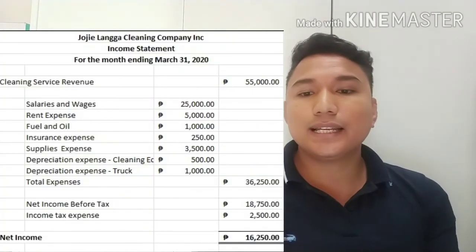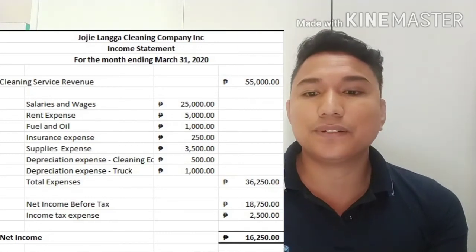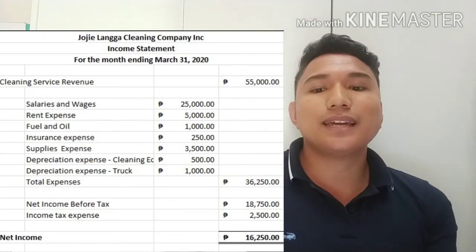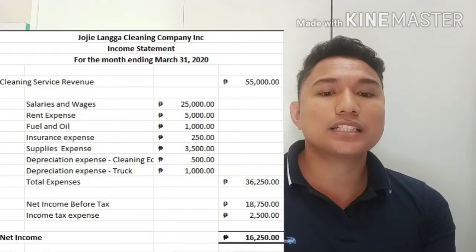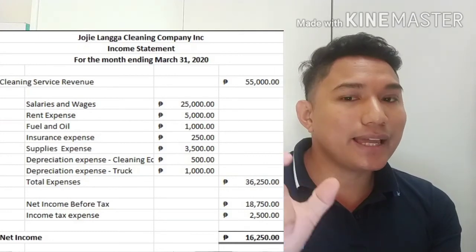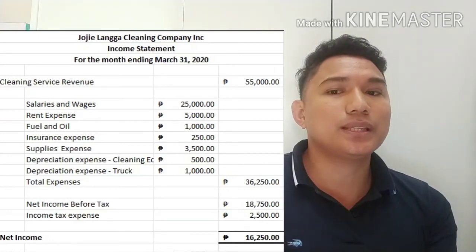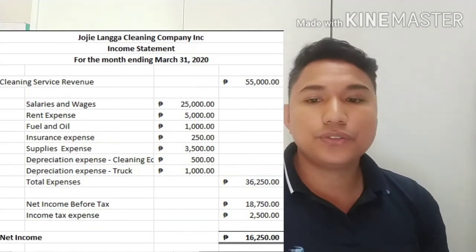Joji Langa Cleaning Company, the heading, the name of the company. Income statement, that's the title of the financial statement, for the month ending March 31, 2020. The date is a specific period, meaning it's all transactions for the month of March.